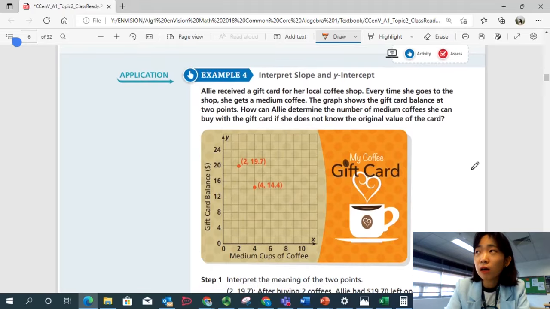Allie received a gift card for her local coffee shop. Every time she goes to the shop, she gets a medium coffee. That's a pattern. The graph shows the gift card balance at 2 points. How can Allie determine the number of medium coffees she can buy with a gift card if she does not know the original value of the card?